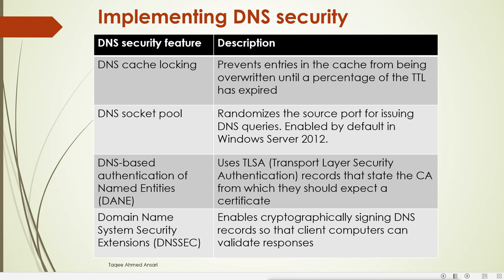Then the thing is Domain Name System Security Extension. This is called DNSSEC. It enables cryptographically signed DNS records so that client computers can validate the response. Now in this, we can configure secure and encrypted records and sign the records, so that all records will be signed, and when the client wants to access it, it can validate the response. That means it can verify whether the response is coming from the DNS server or from another fake DNS server. So all the records will be signed when you enable this DNS security.